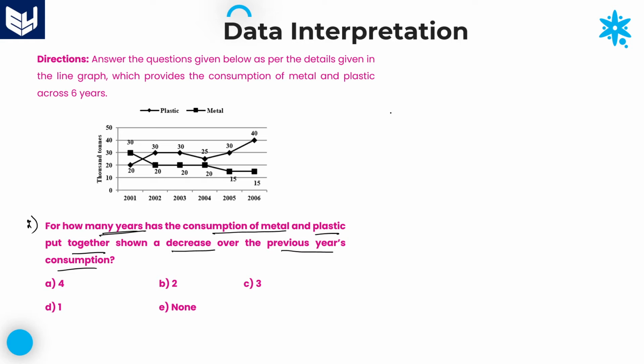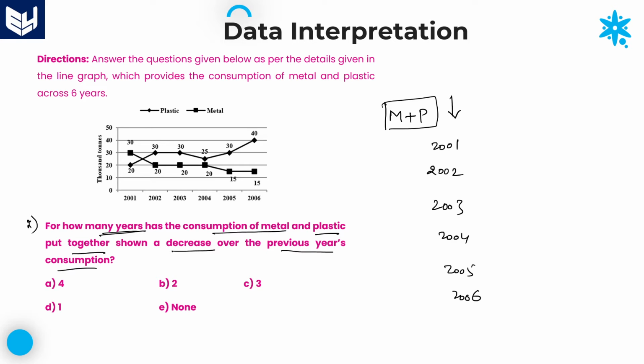Here the consumption of metal and plastic together, this particular value decreases over the previous year consumption. It means as we are comparing with the previous year, you need to start with 2002, and you need to write down 2001 as well, 2003, 2004, 2005, 2006.